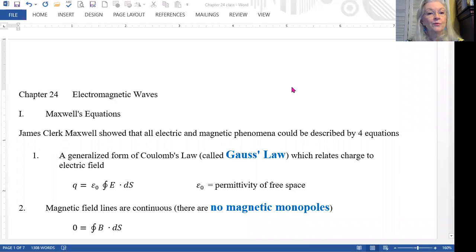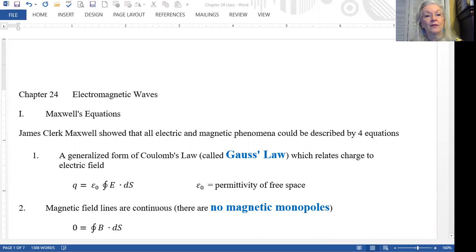Welcome to chapter 24, where we're introducing electromagnetic waves. So it's not a very long chapter, and we don't have many formulas to actually remember. When we work with electromagnetic waves, and that includes a large category, that's visible light, that's microwaves, that's ultraviolet radiation, infrared radiation. It's just a big category.